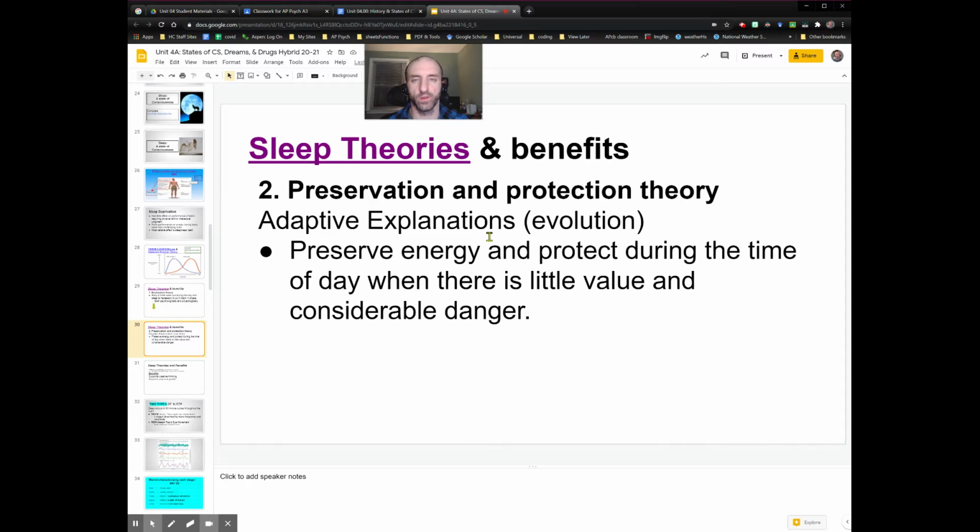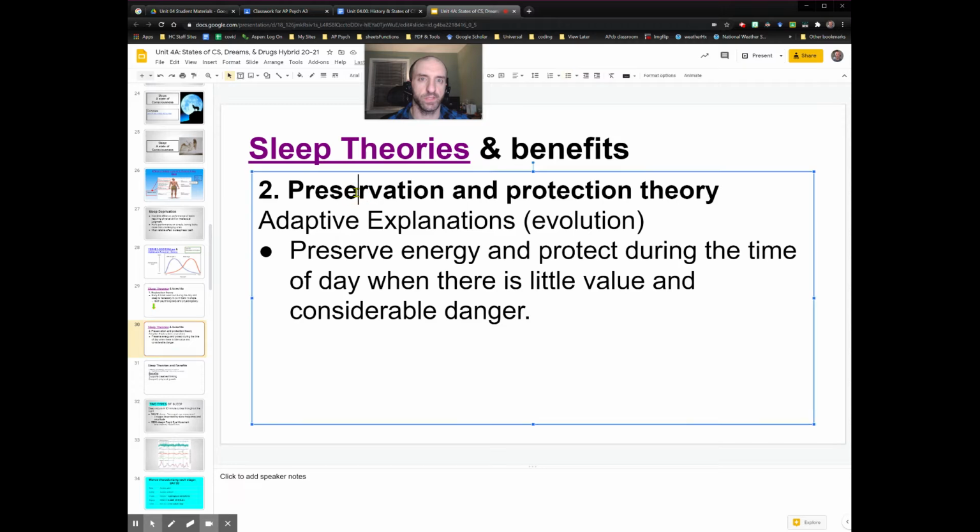Preservation and protection. This is more of an evolutionary idea. Back in the day, at nighttime, we couldn't see, so it was best to just sleep at that time and conserve your energy, rather than engaging in behavior that could decrease your chances of survival. For example, getting attacked by a lion, falling off a cliff, running into a poisonous bush, giant mutant hawks.